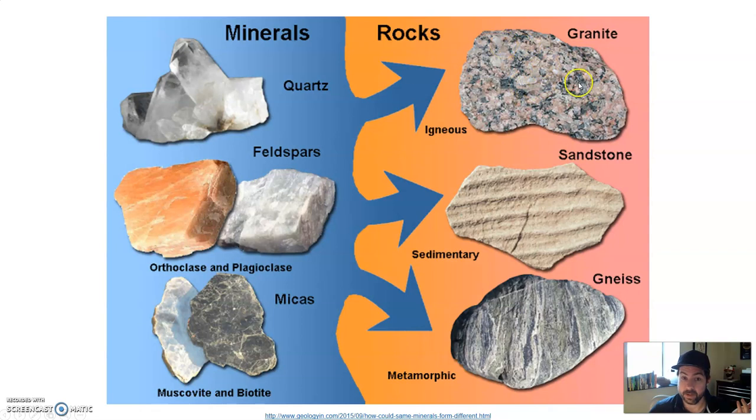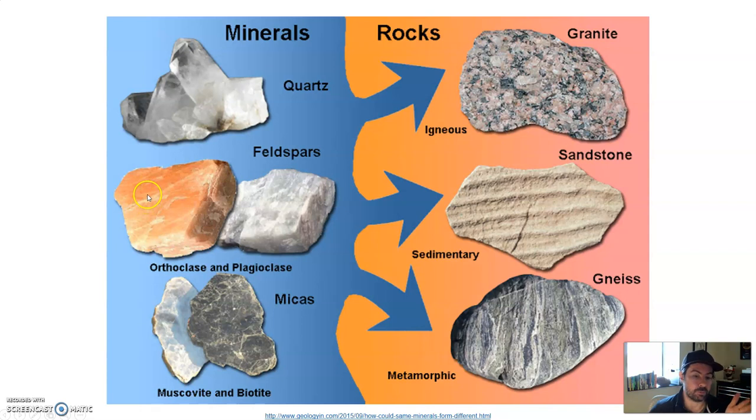You can take that granite, which is made up of these five minerals, grind it down into sand-sized particles, and then cement them together. You get sandstone, which is a sedimentary rock, still made up of this stuff. You take that sandstone and you heat it up. You don't melt it all the way, because that would get back into the igneous realm. But you apply enough heat and pressure that it alters the rock itself, and it turns into a type of metamorphic rock called gneiss, which is still made up of these minerals.